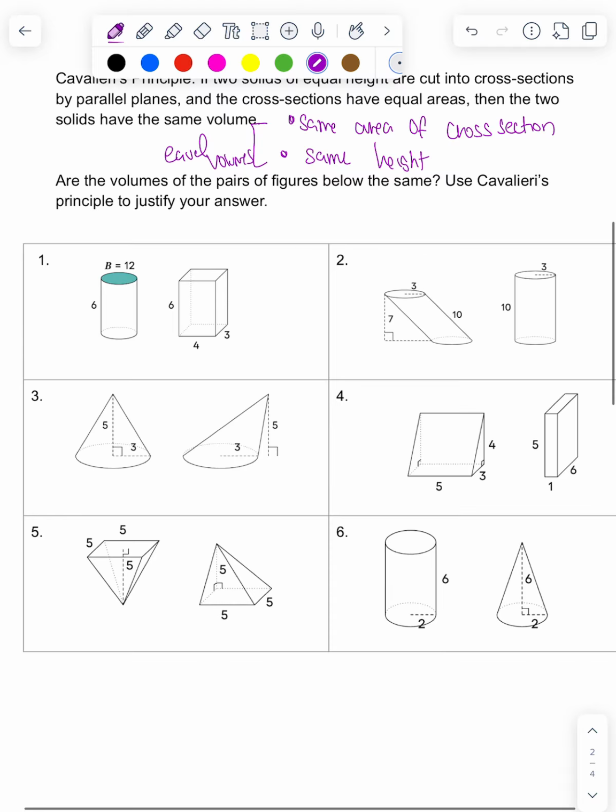We're going to take a look at the pairs of solids in the following chart. And for each one, we're going to decide if the volumes are the same. And we're going to use Cavalieri's principle to support whether we're saying the volumes are the same or not the same. You might want to pause the video, think about each of the pairs, come up with your own reasoning, and then unpause the video to see the answer.